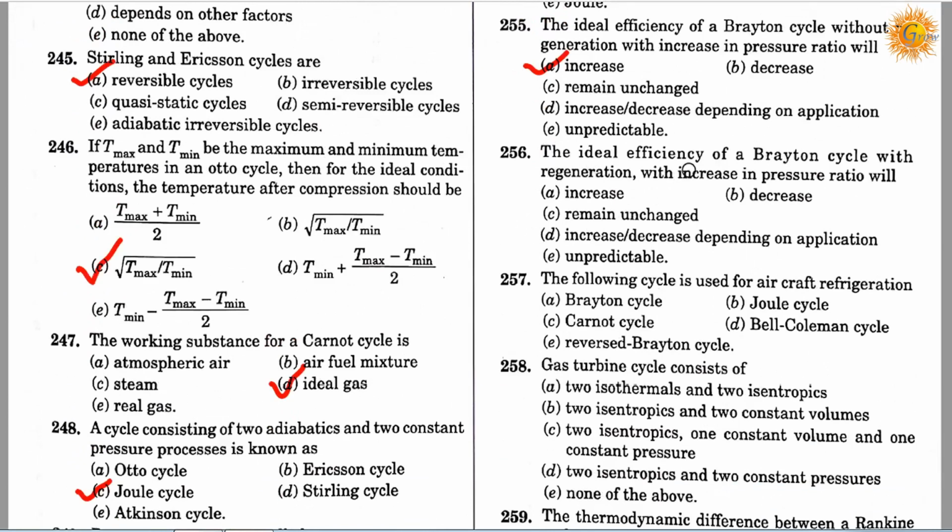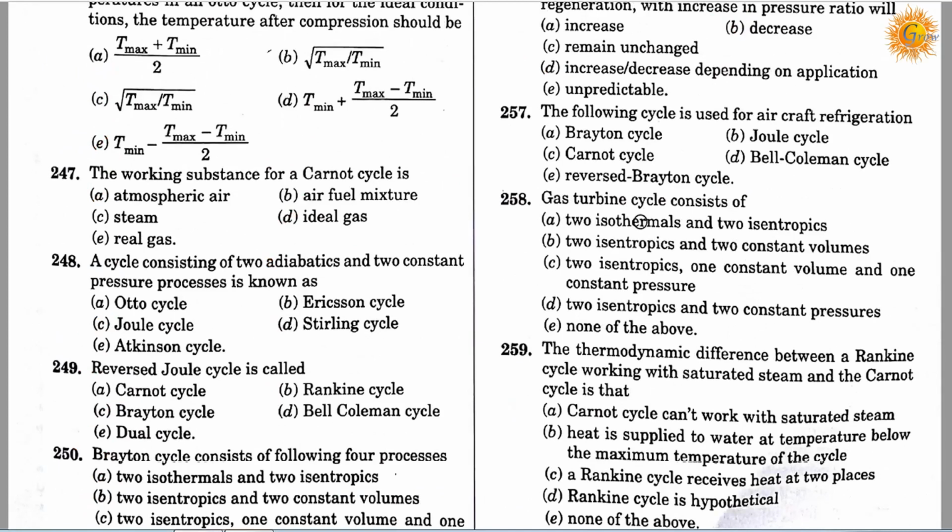Question number 256. The ideal efficiency of Brayton cycle with regeneration with increase in pressure ratio will: option A, increase; option B, decrease; option C, remain unchanged; option D, increase or decrease depending on application; option E, unpredictable. Correct answer is B. It will decrease.